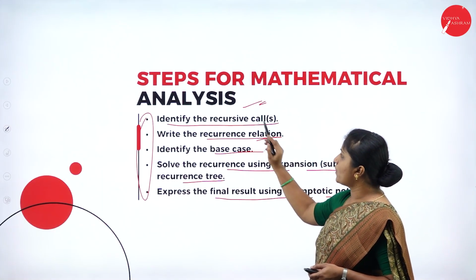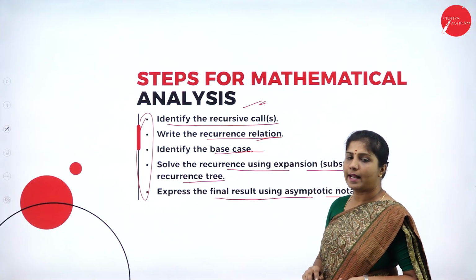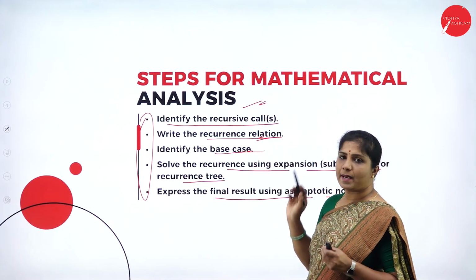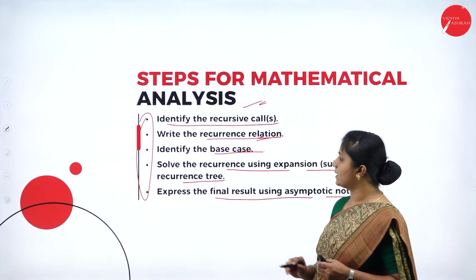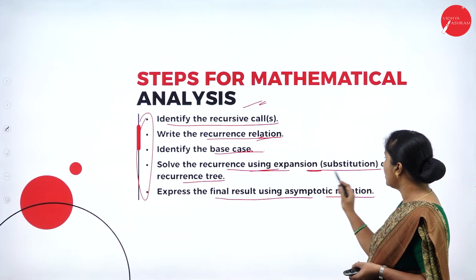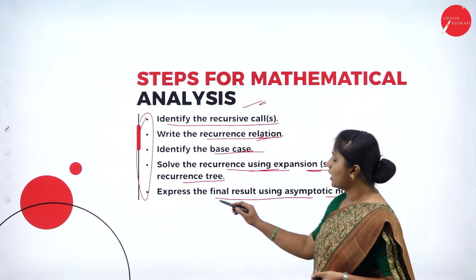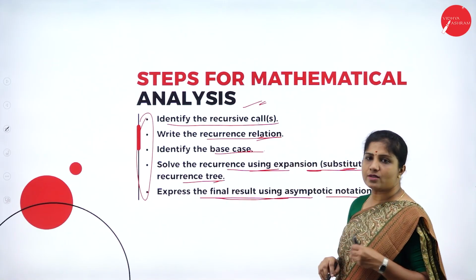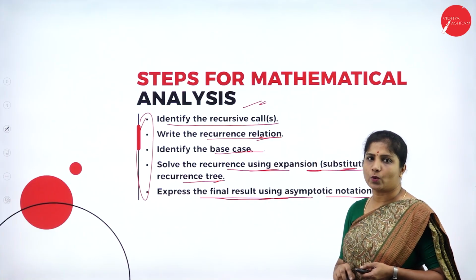First, we need to identify the recursive call. Next, we need to write the recurrence relation. Next, identify the base case, that is what it is going to execute. Then solve that recurrence using expansion or substitution, or we can write the recurrence tree for that. Next, express the final result using asymptotic notations.